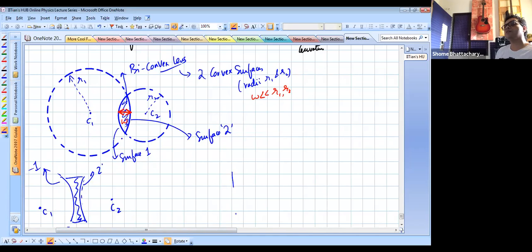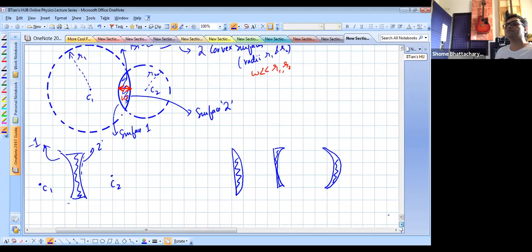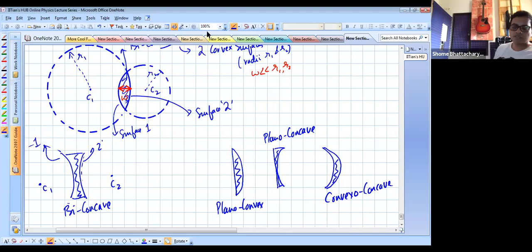Okay. Similarly, we could have something like a plano-convex lens, or we could have something like a plano-concave lens, or we could have that very interesting type of lens which is called a concavo-convex lens. So these are the various types of thin lenses we'll be studying. So this was biconvex, this is biconcave, this is plano-convex, this is plano-concave, and this is the interesting one which is convexo-concave. So these are the various types of lenses.